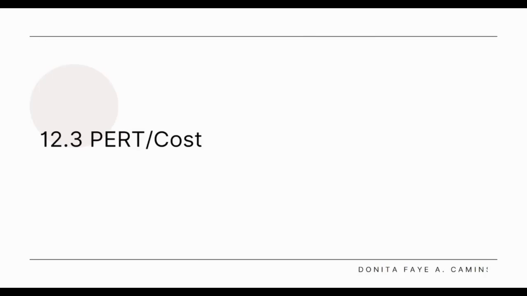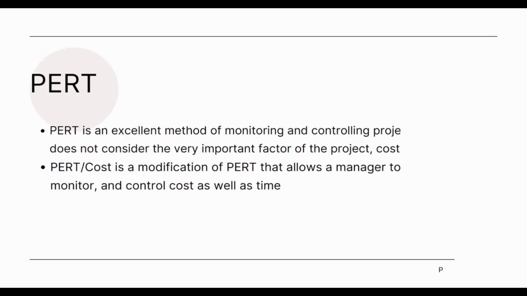So the next topic is PERT/cost. PERT is good for planning a project, but it does not consider a very important factor, which is the cost factor. PERT/cost is a modification of PERT that allows a manager to plan, schedule, monitor, and control costs as well as time. So if you want to include the cost factor for planning your projects, you can use PERT/cost.